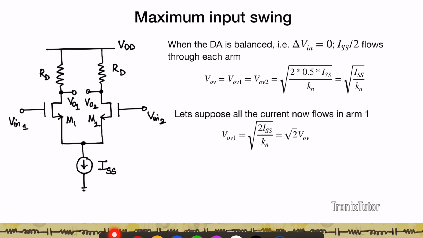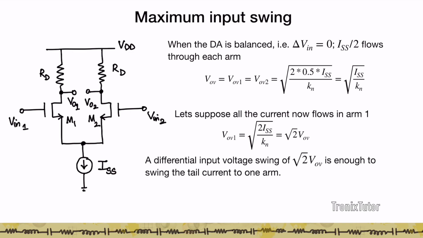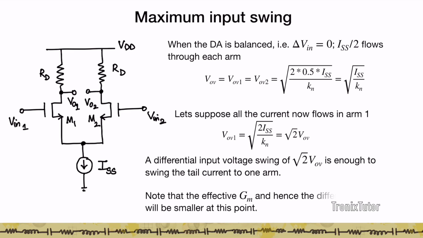So this is an important term because the VOV of the initial circuit dictates how wide the input swing can be for the circuit to function as a differential amplifier. Or in other words, a differential input voltage swing of square root of 2 times VOV is enough to swing the tail current to either one of the arms. Now remember that the effective Gm, however, is not going to be maximum at that point. The effective Gm is going to be maximum when the two currents are balanced, right? So when delta V in is close to zero is when the circuit is going to give you the maximum differential gain.